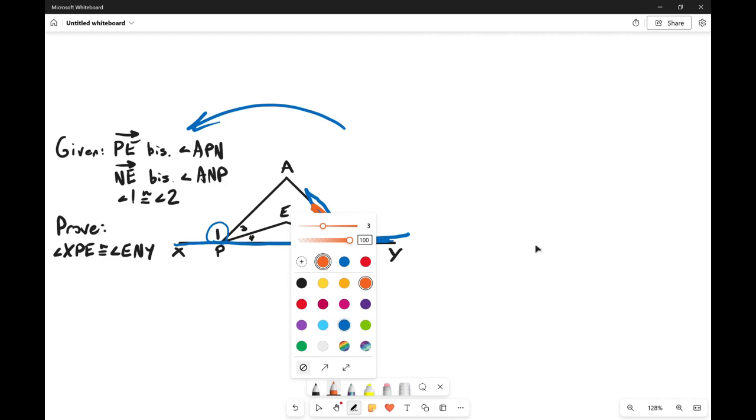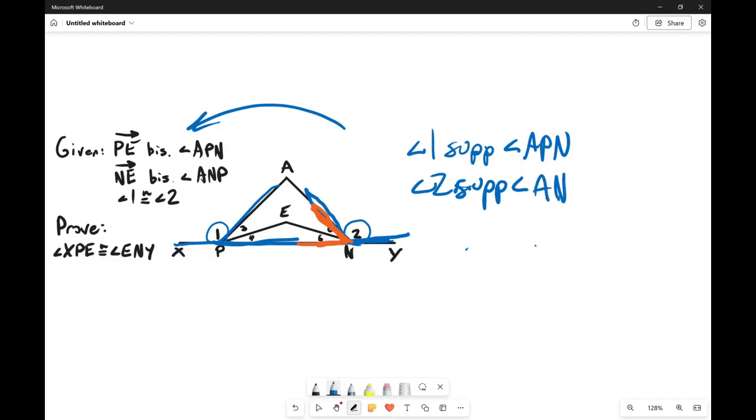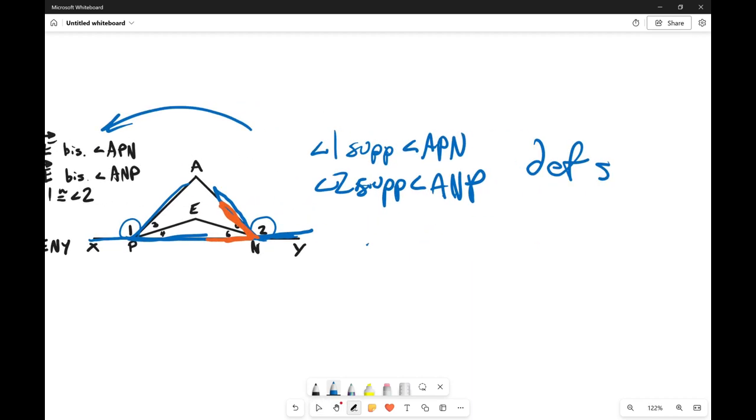So one of the next things that we can say is that angle 1 is supplementary to, well, you don't really have to put the 2, I'm just going to do that to save space. And then angle 1 is supplementary to angle APN. Angle 2 is supplementary to angle ANP. And this would be def sup.